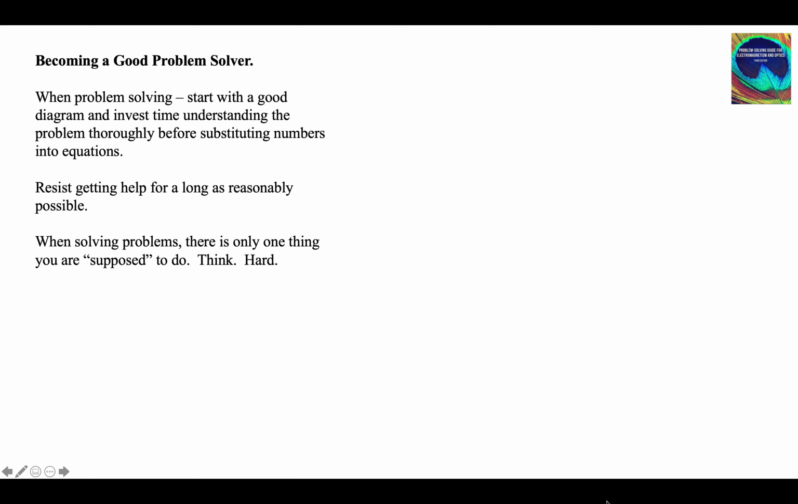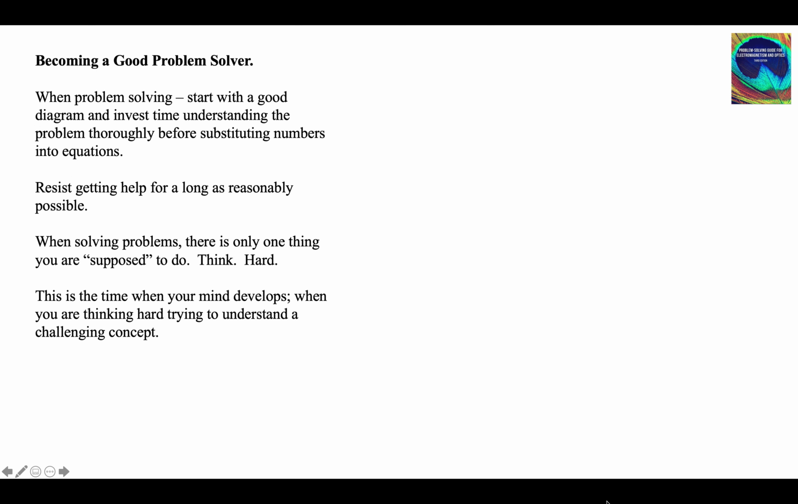Don't think, I don't know what I'm supposed to do. There's only one thing you're supposed to do when solving problems. Think hard. Try to understand it. This is the benefit. This is the time in which your mind develops. Thinking hard, trying to reach a new level of understanding, trying to solve a hard problem. The more time you invest trying to understand the challenging concept, the more your mind develops. This is the goal right here, developing your mind.